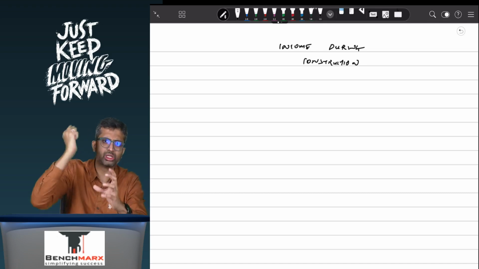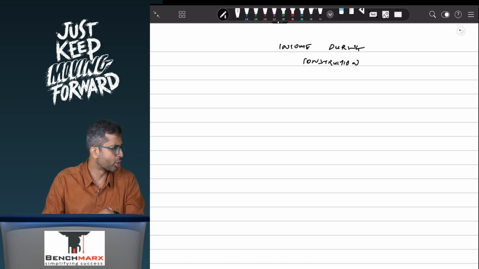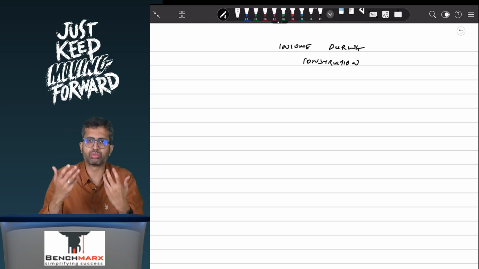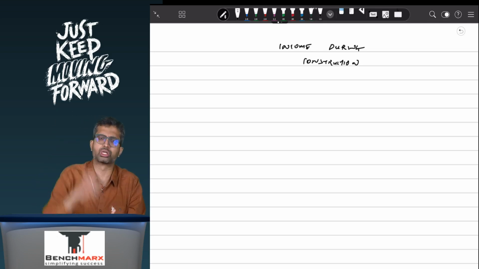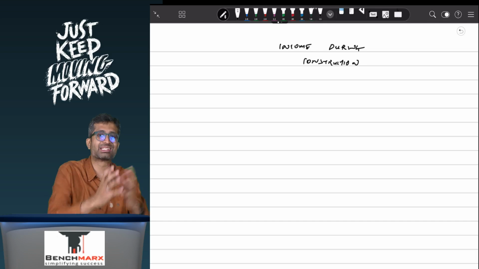What do you guys think? Will the demolition cost be capitalized? Think and tell me. Will the demolition cost be capitalized? Yes. It will be capitalized. It is directly attributable, because if you don't demolish, you will not be able to construct your building. Now, that demolition gives you certain debris. You can sell those debris.